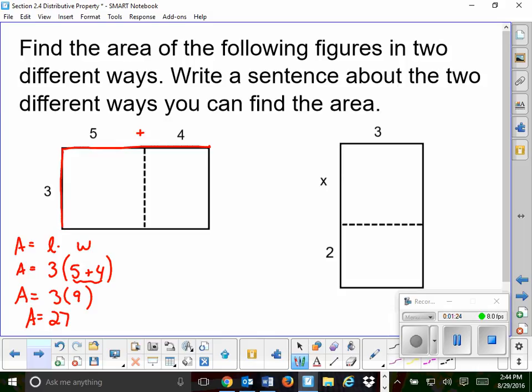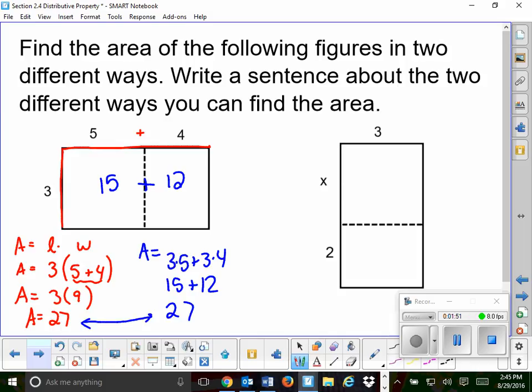Some of you, maybe that's the only way you thought to do this. Other students, maybe you said, hey, I knew that with that line down the middle, I could have found the area of this piece, which was 15, and this piece, which was 12. And you can say, hey, if I add those together, the area is 3 times 5 plus 3 times 4, 15 plus 12, or 27. We should see that it doesn't matter how we did it, we got the same answer.